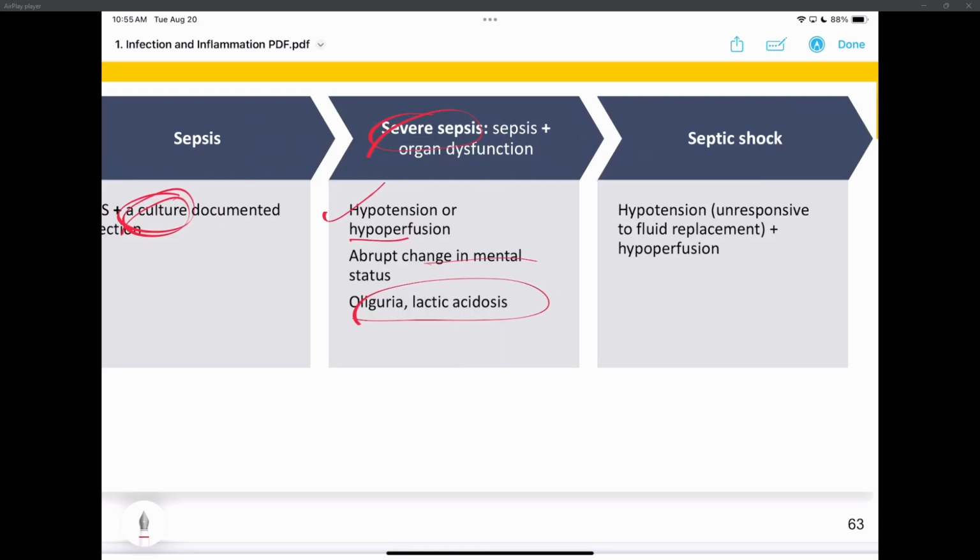What organ are we talking about with this one? Kidneys. Okay, these are your kidneys. Look at that kidney damage. Remember, those kidneys are very susceptible to ischemia. So, severe sepsis, we have a documented bug, but now their blood pressure is 80/40. They're not making any urine. They're having some signs of end organ dysfunction.